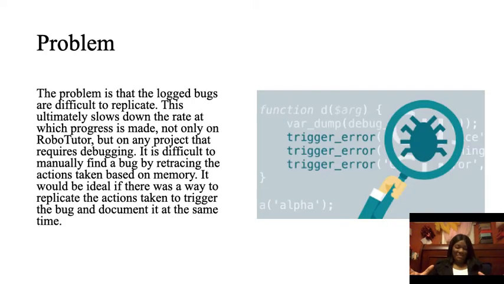Okay, so the problem now is that it is difficult to replicate bugs without any type of documentation, because as of right now, programmers just go through the motions of the application and hope they find a bug, and when they find the bug, they have to hope they remember the steps, which isn't very useful. So we propose a solution to help with this.